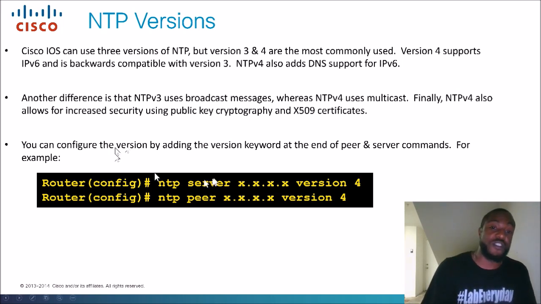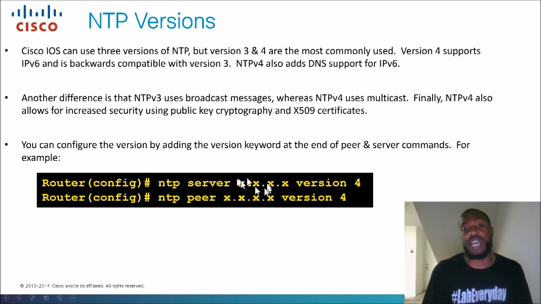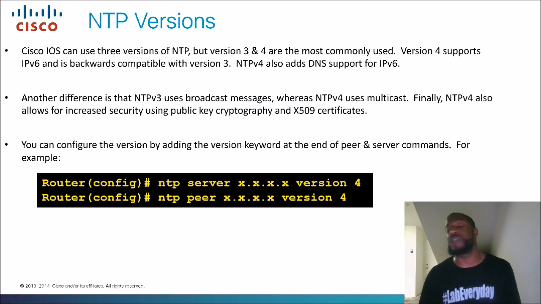You can configure the version by just doing NTP server and then the IP address, and then version 4. In this lab, we're not going to deal with versions. I'm just going to show you all the configuration. You just type in version 3 or version 4 after you enter the server or the peer's IP address.